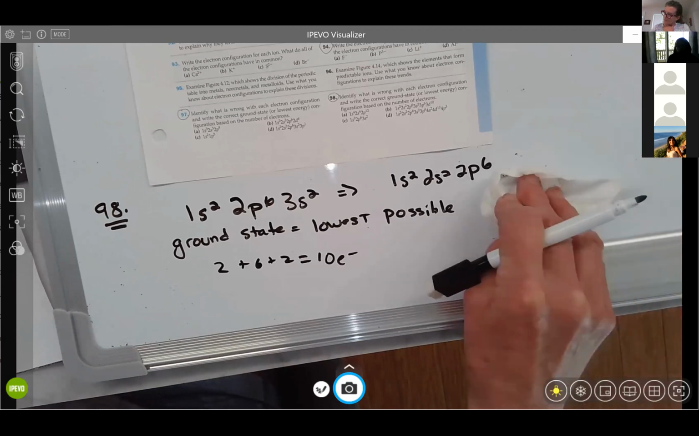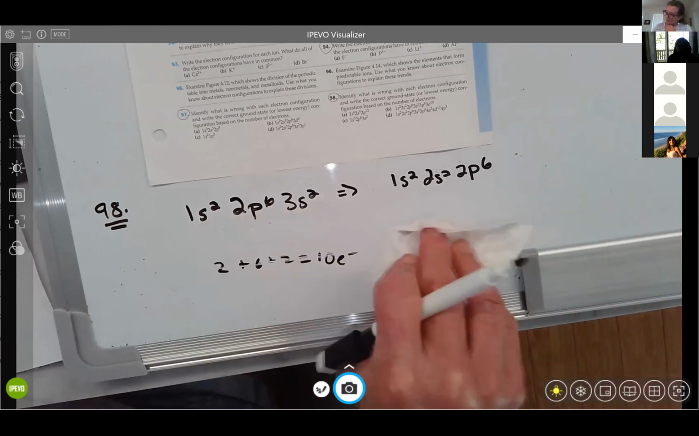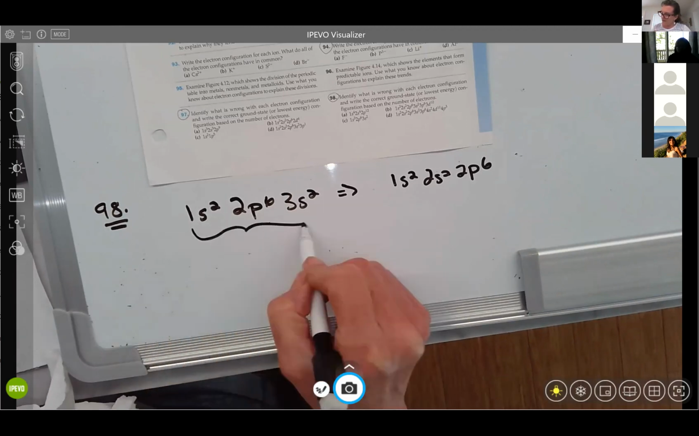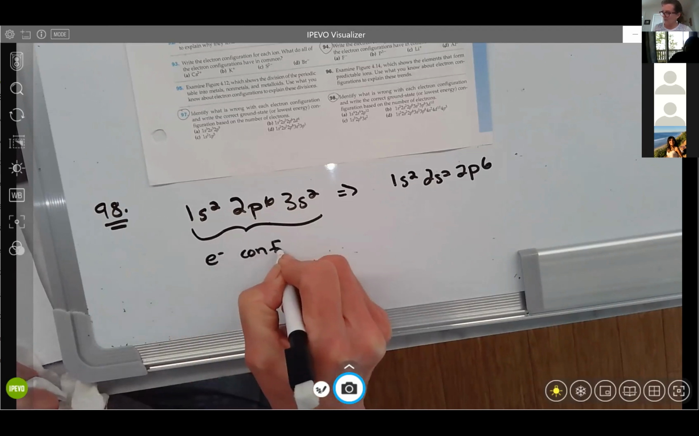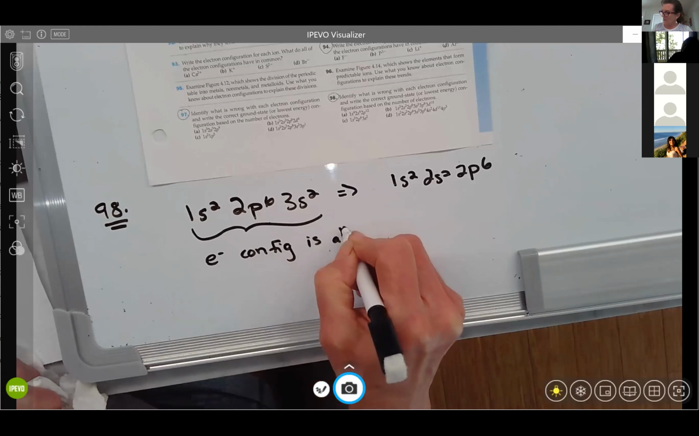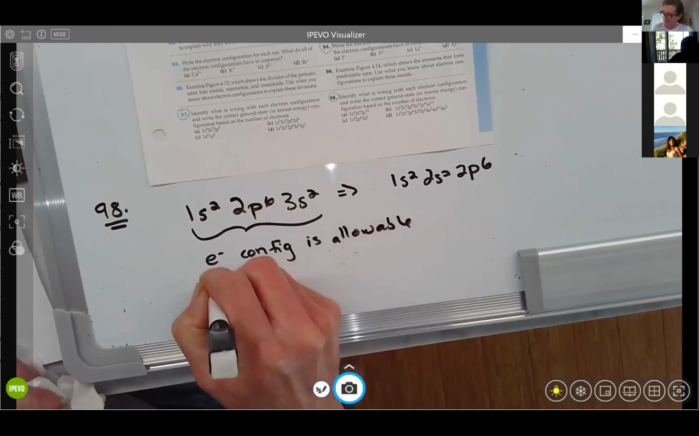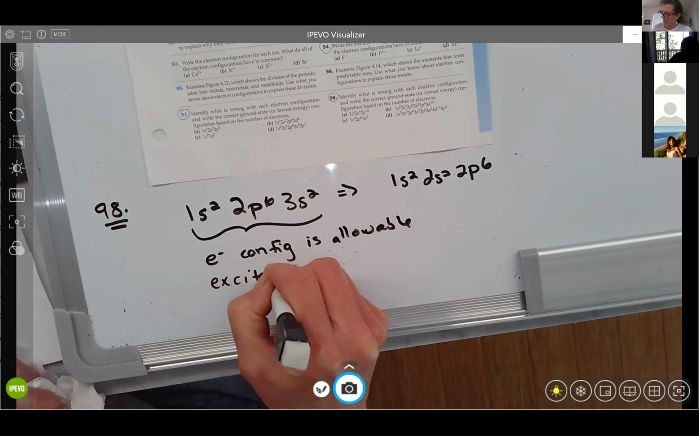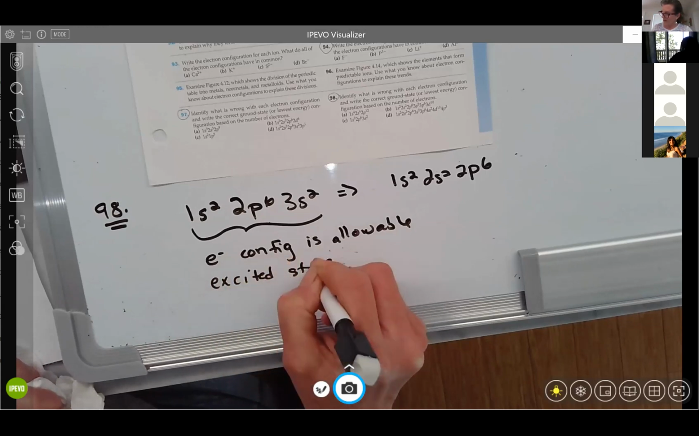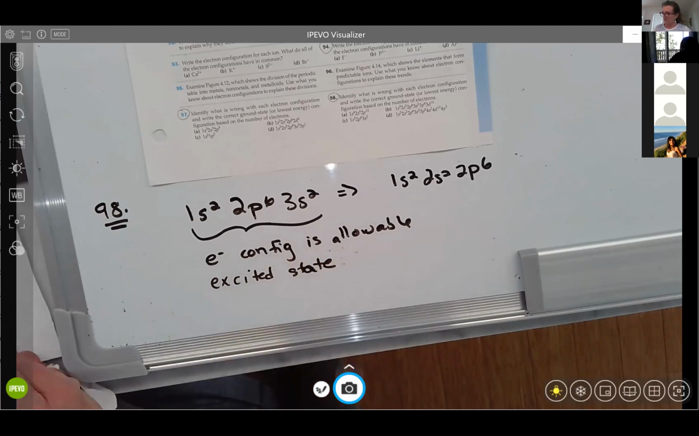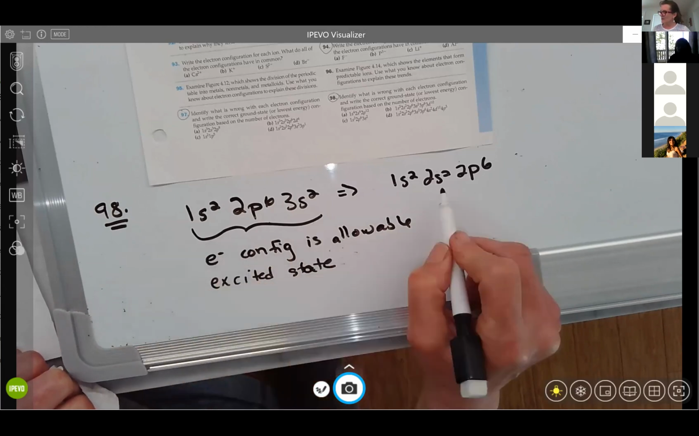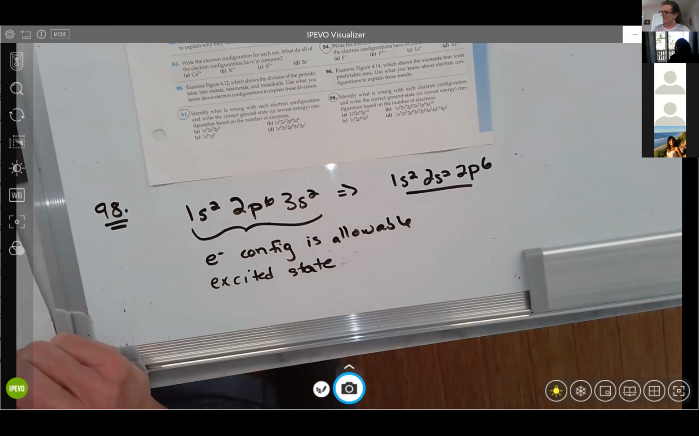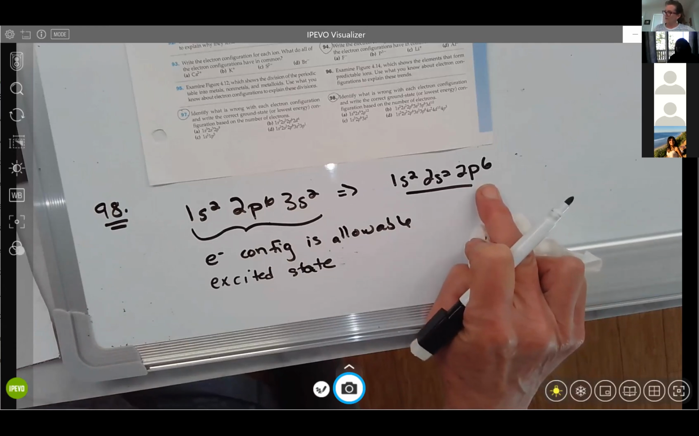So it's actually worth pointing out that this electron configuration is allowable, but it's not the ground state. This would be an excited state, meaning that orbitals are not filled from lowest to highest energy. So this is allowable, but it's not the ground state. This one is the ground state. So I've got a question for you. If this is the ground state, what element is this?